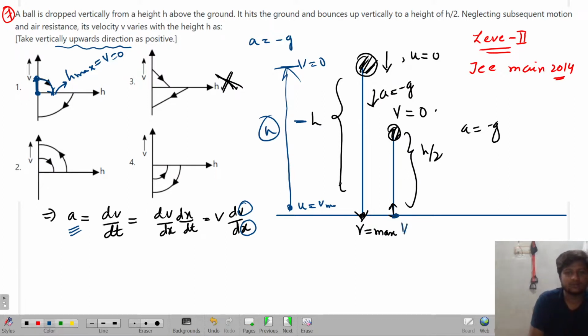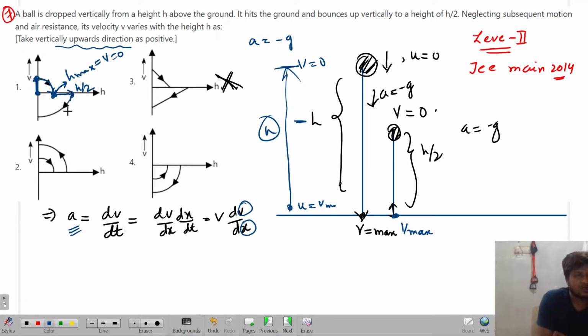Here you have the similar velocity maximum. What you observe over here is that after it travels h by 2, its velocity is becoming 0 again. Yes or no? So its velocity is becoming 0 after traveling how much distance? H by 2 distance. So at this height, h by 2, your velocity is again becoming 0 at this point.